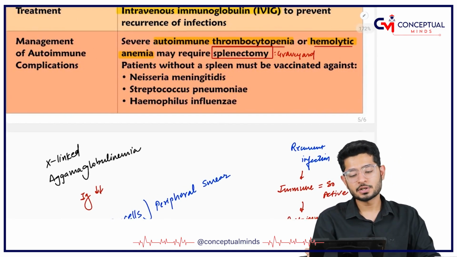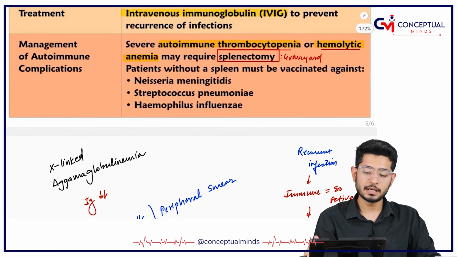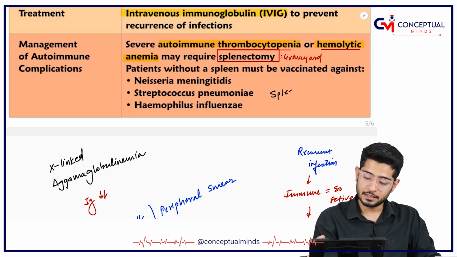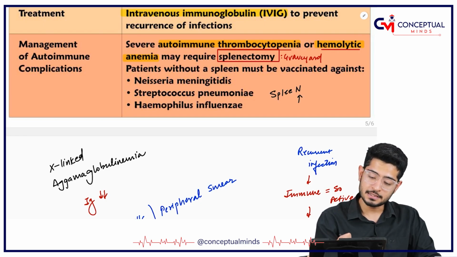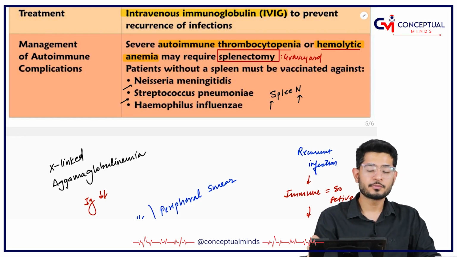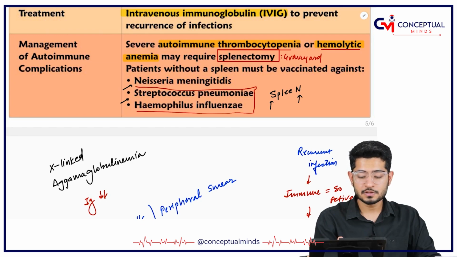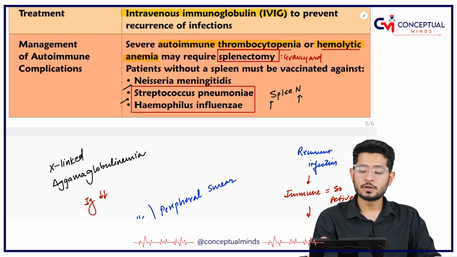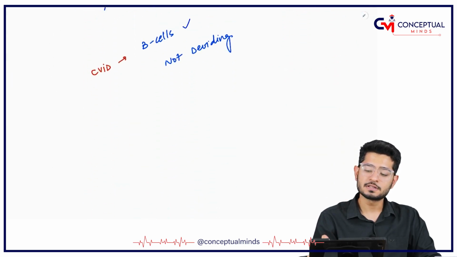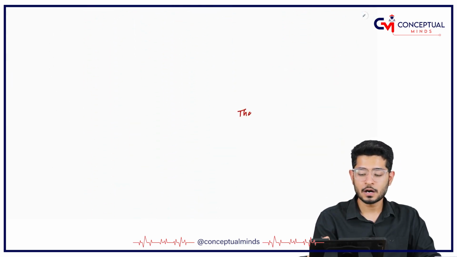But the important question is, whenever you are going to do splenectomy, which vaccination are you going to give? So just remember SPLEEN. N for Neisseria, S for Streptococcus pneumoniae, and I think by now from your microbiology class you know that Haemophilus influenzae and Streptococcus pneumoniae are very similar. So whenever Streptococcus pneumoniae comes, Haemophilus influenzae has to come.